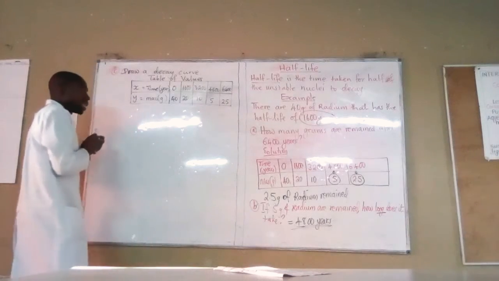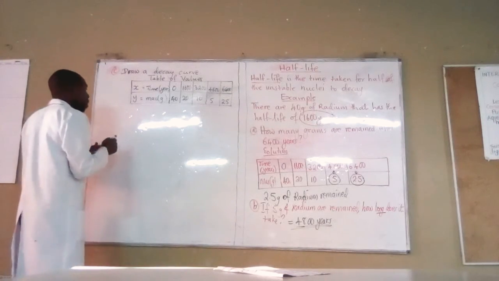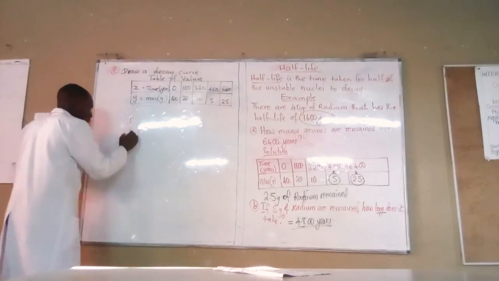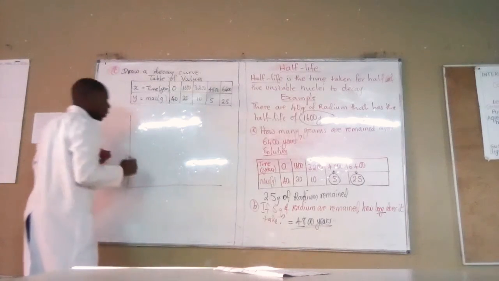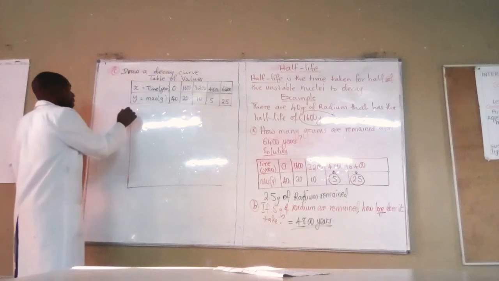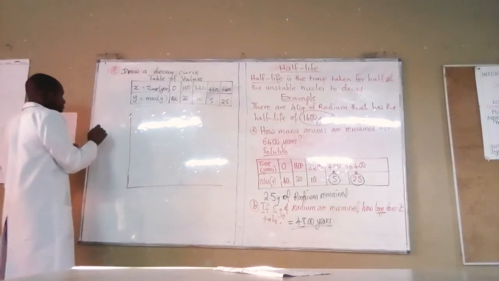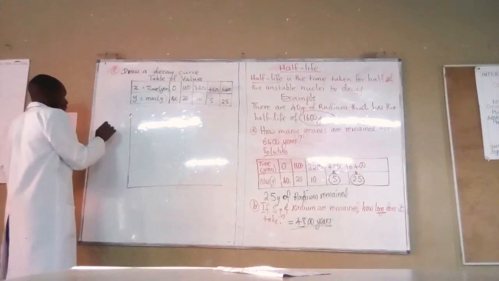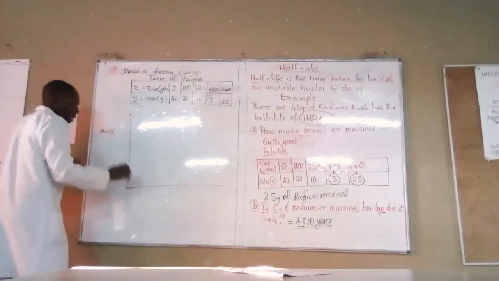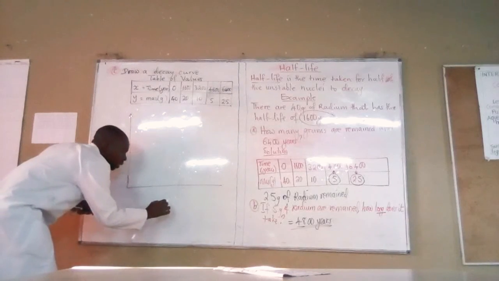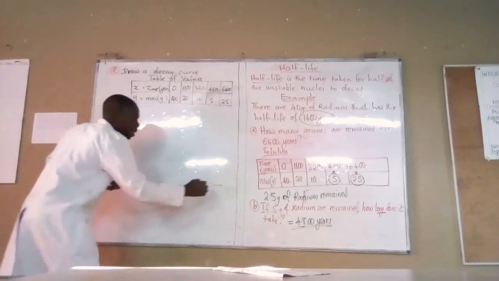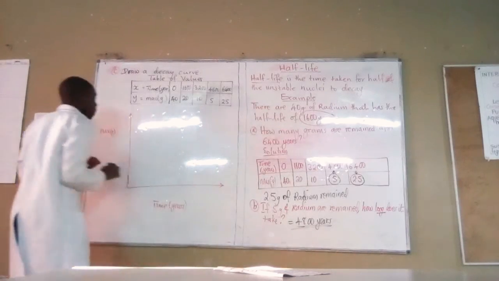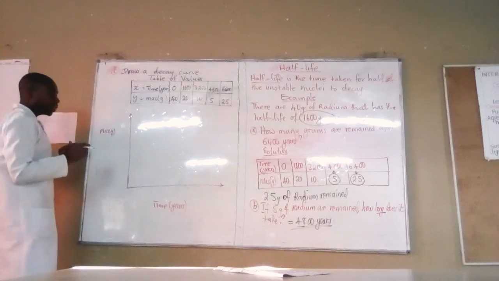Now we need to bring down what we are calling the y-axis, which is here. This is the y-axis, and you write that this is mass in grams, and this is time in years. If you want, you can write it somewhere here, but due to the space.